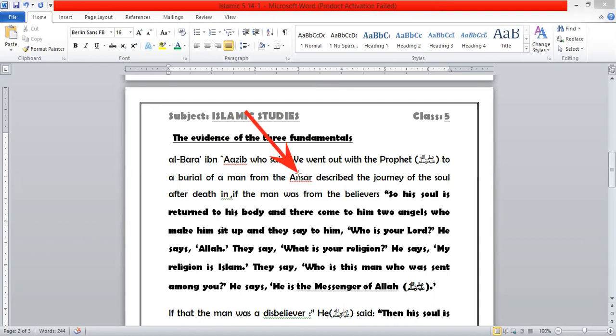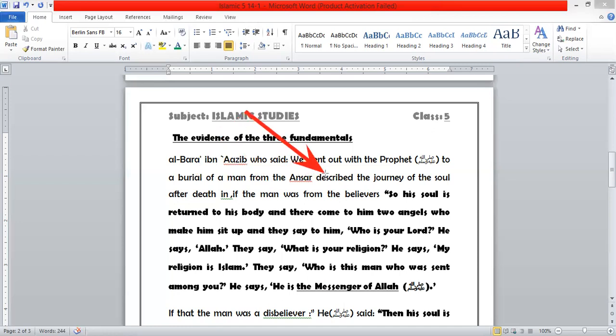So Al-Bara ibn Azib went out with the Prophet Muhammad, peace be upon him, to the burial. The word burial means when a person has died. The Muslims put the dead body inside the grave, under the ground. This is called the burial. In Urdu, we can say dafan karna. But in English, we can say the burial or buried. The body which is kept under the soil is buried. So the burial of a man from the tribe Ansar.